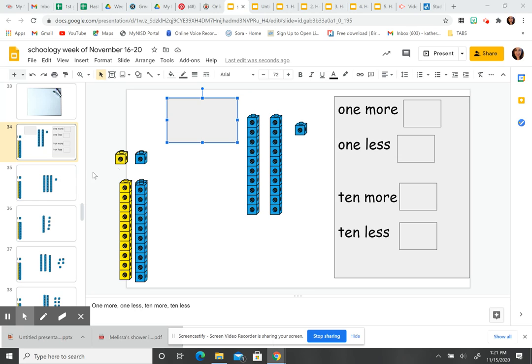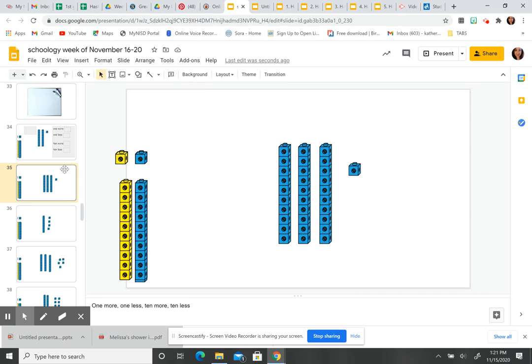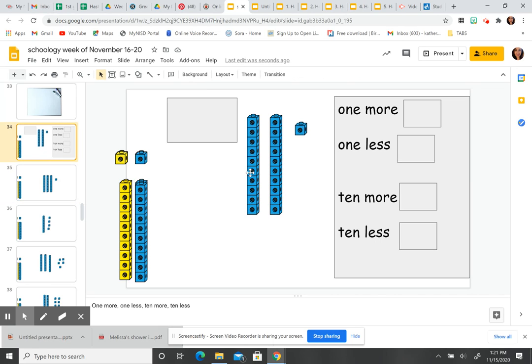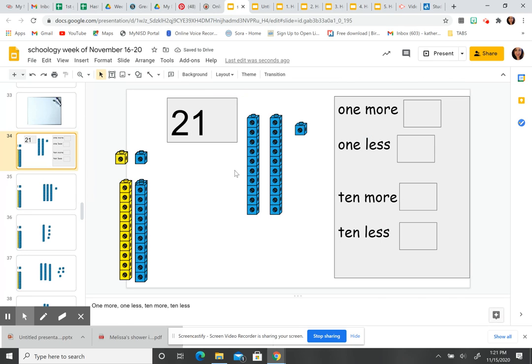All right, so we're going to focus on what we see right here in the middle of our screen. We're not worrying about these blocks out to the side. We're focusing on the number right here in the middle. So if I look here, I've got 10, 20, 21. So the number I'm starting with is 21. So I'm going to put that here just so we remember. Two groups of 10 and a 1. 10, 20, 21.